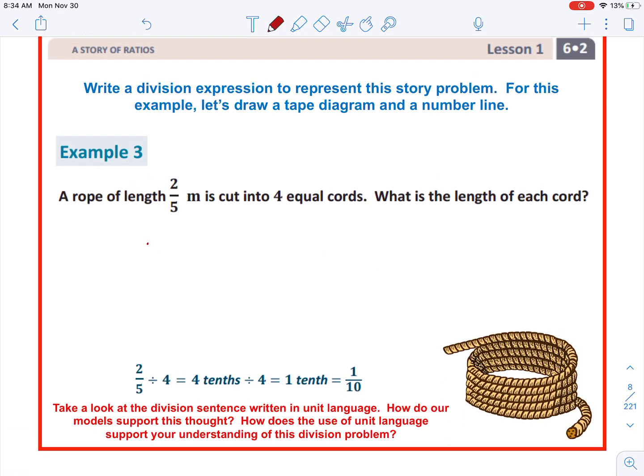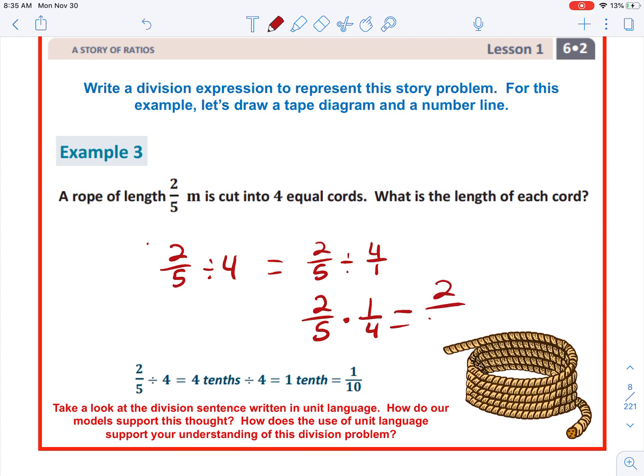Okay, the next one. A rope of length 2/5 meters is cut into 4 equal cords. What is the length of each cord? Okay. Well, again, I have 2/5 divided by 4, okay? This turns into 2/5 divided by 4 over 1. And then we do skip dot flip. Then we multiply across. That gives me 2 over 20. We can simplify 2 over 20 to 1/10. And we are done with that problem.